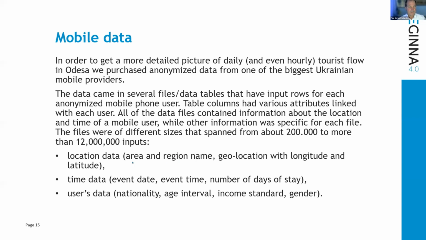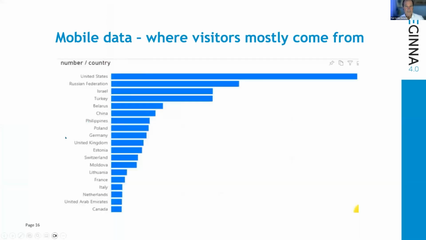With mobile data, we get location data, time data, and some data about the users. Again, we can see a picture from mobile data of where visitors mostly come from. Actually, most of the people carrying mobile phones into Odessa are coming from America, Russia, Israel, and Turkey. So it's a very similar pattern as we saw for the accommodations.